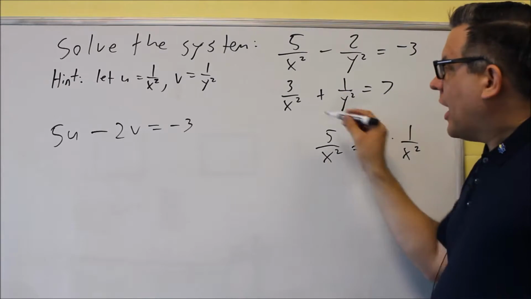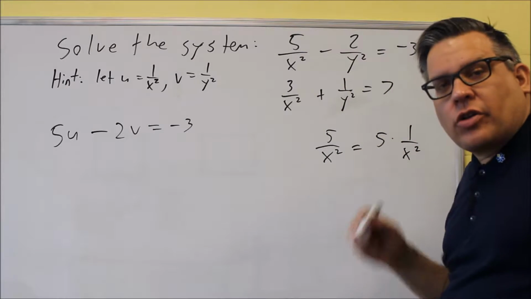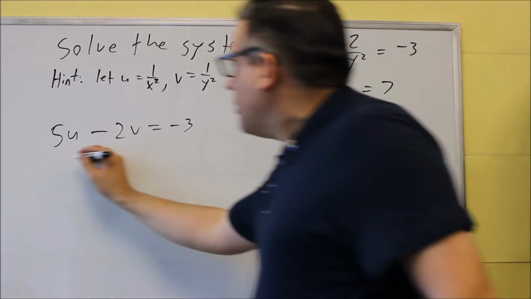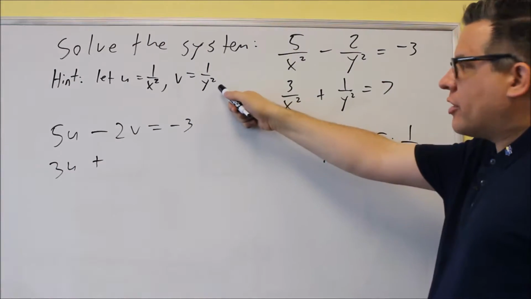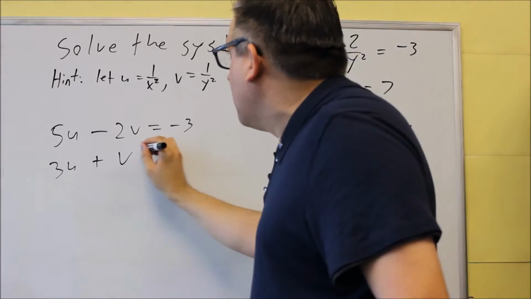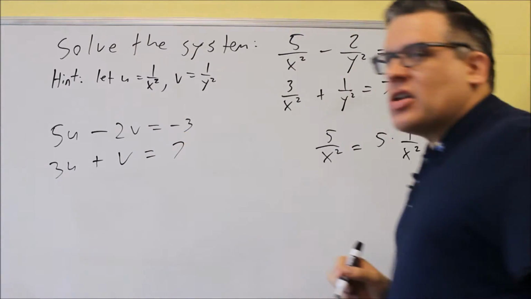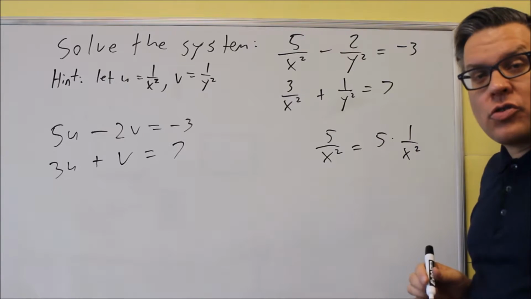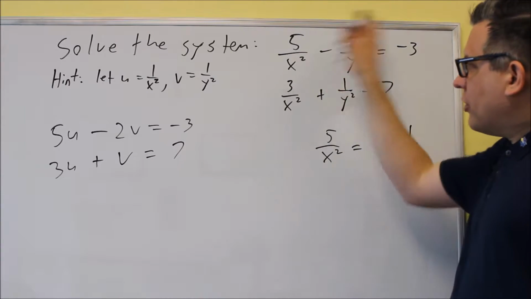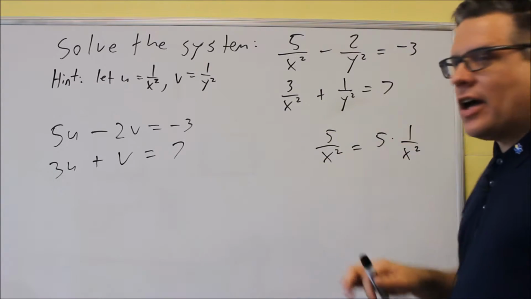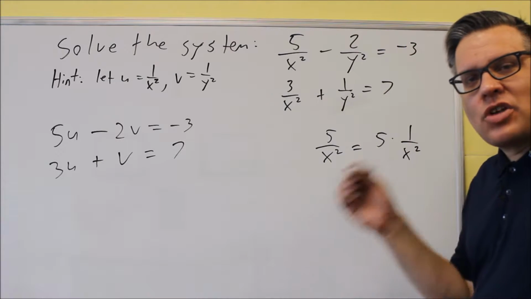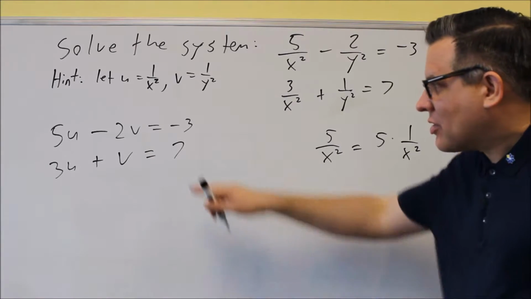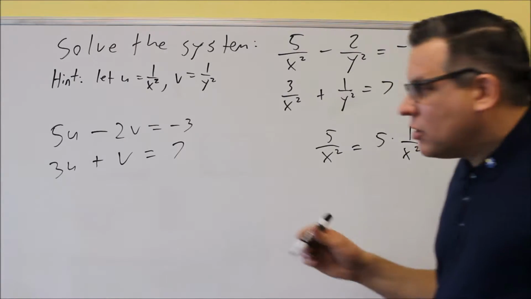This one here, I have 3 over x squared. 3 times 1 over x squared will be 3u. And then plus 1 over y squared, that's a direct substitution. I can just put a v in for that one. So we're converting this original problem into this one. Now that one's a lot easier to solve. This one we can solve by using our substitution or elimination techniques. In this case, I'm going to use elimination on this one.